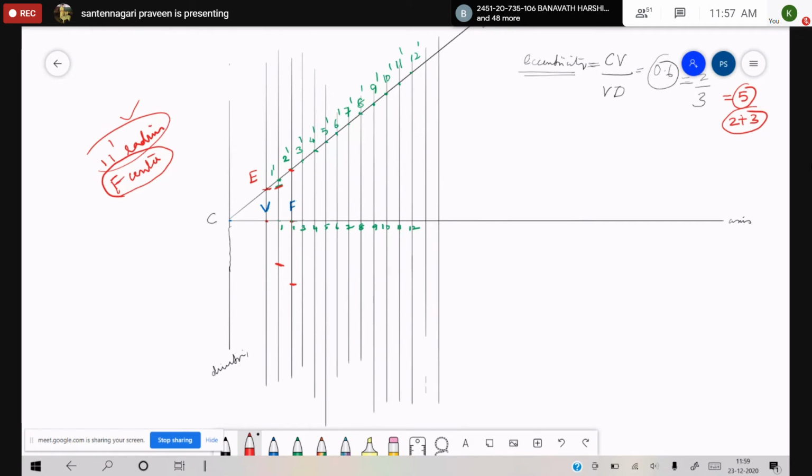Next 3, 3 dash. 3, 3 dash is the radius. F is the center. This will be the arc. 4, 4 dash as radius and F as center. Cut an arc on line 4.